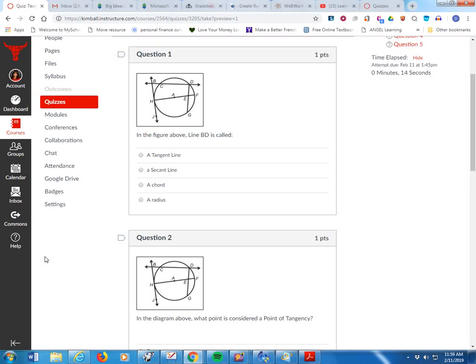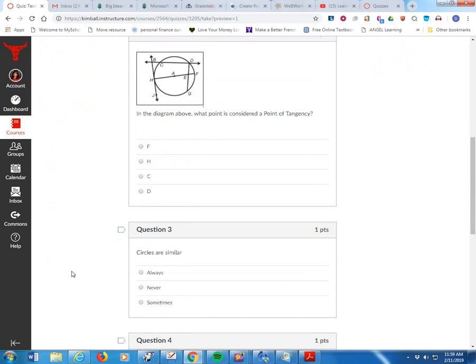In the diagram above, what point is considered a point of tangency? H. That's where this line touches the circle. That's the only place. It's point H. So this is a tangent line, BJ, BH, however you want to call it. H is the point of tangency.